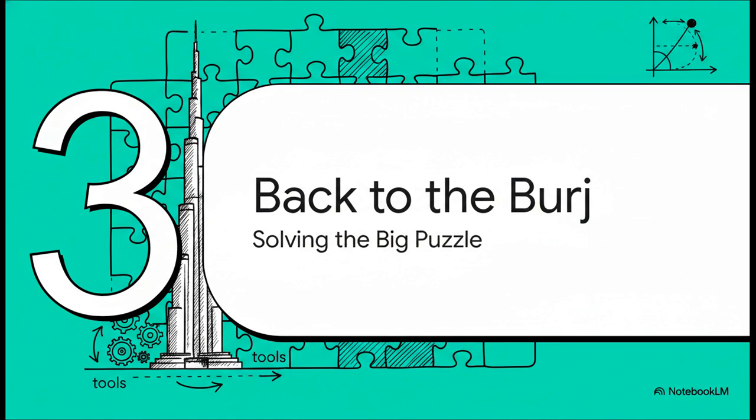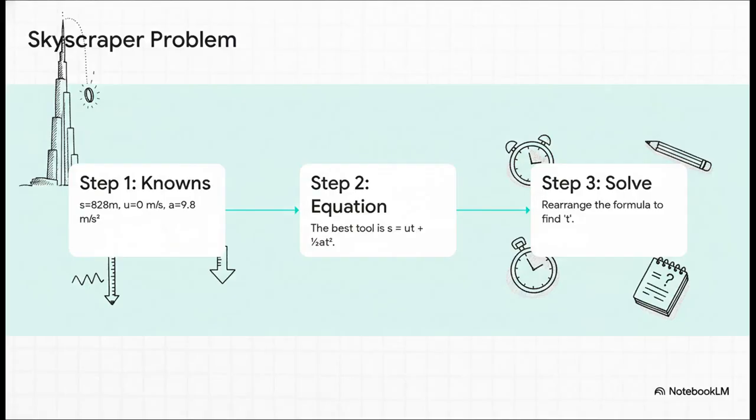And now that we've got our tools and we're feeling confident, it's time. It's time to go back to that massive puzzle we started with. Let's solve the Burj Khalifa problem. And guess what? We're going to follow the exact same process. Step 1, let's identify what we know. The distance, s, is the height of the building, 828 meters. The coin is dropped, so its initial velocity, u, is 0. And the acceleration, a, is the constant pull of Earth's gravity, which is about 9.8 meters per second squared.